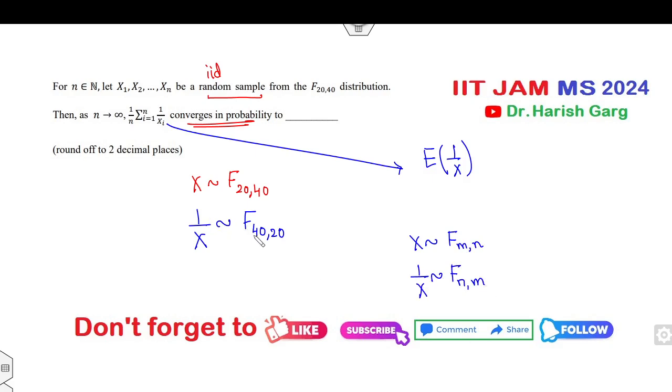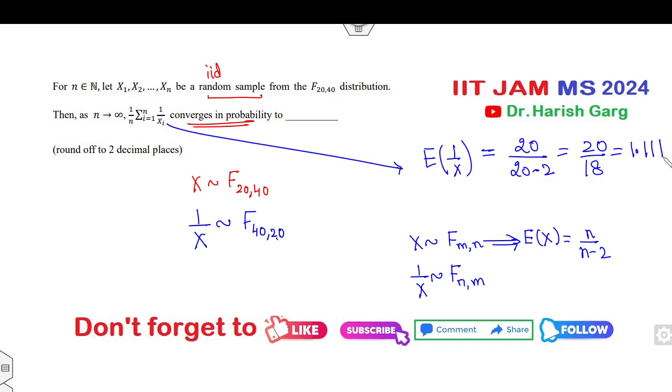So what is that? Can you find the mean of this? So what is the mean of the x? N over n minus 2. Mean of the F distribution. So in this case, mean is my 20 divided by 20 minus 2. So 20 over 18. So 1.111. So up to the 2 decimal places, 1.11 is the right answer of this problem.